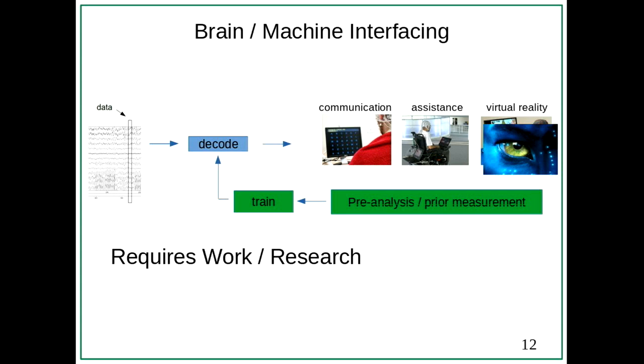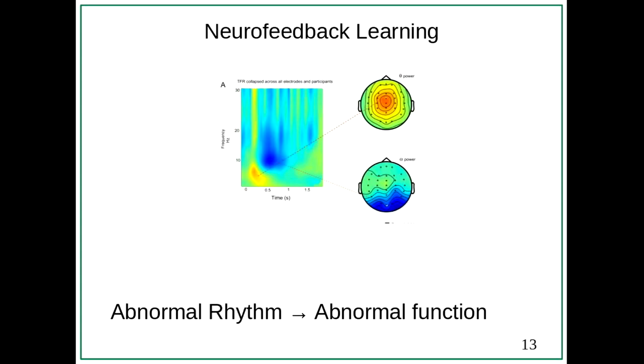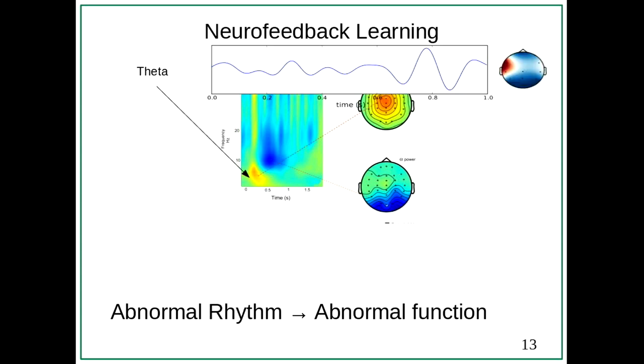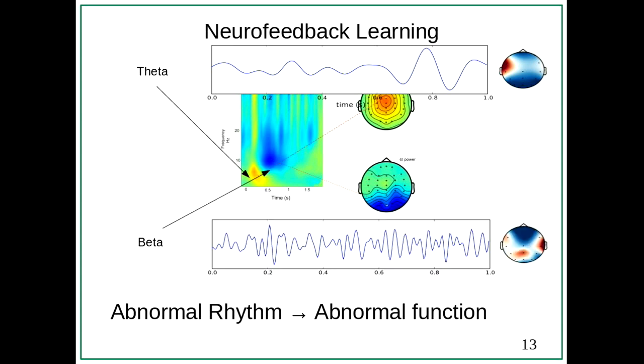Another application of BCI is neurofeedback learning. So in some mental health disorders, for example, attention deficit hyperactivity disorder or depression, or if you have a persistent tonic ringing in your ear called tinnitus, experiments have shown that the brain rhythms are slightly offbeat. So there's a little bit too much, for example, of the theta rhythm, and a little bit too little of the beta rhythm. And the idea is that if you can normalize these rhythms somehow, you can restore normal function, or at least improve your lot in life, let's say.